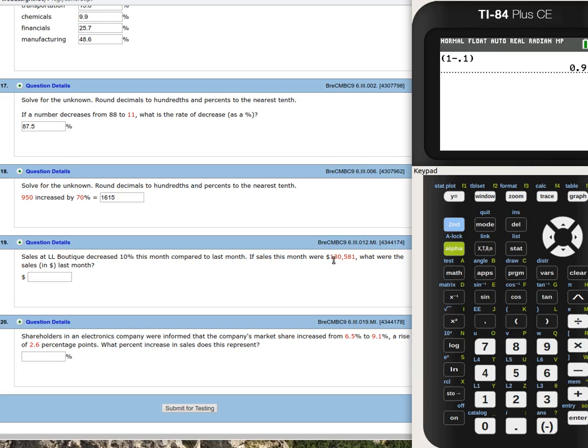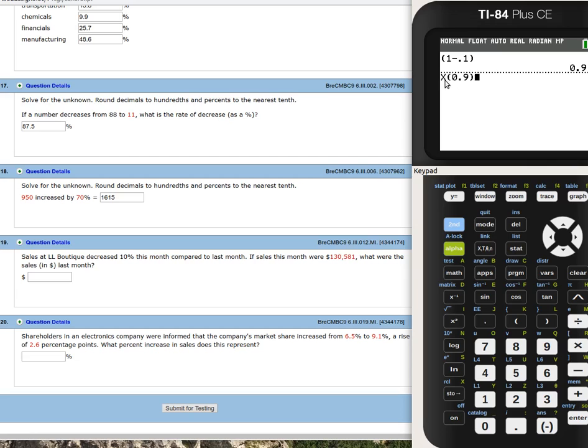So we're imagining that if you multiply a number by 0.9, you will decrease the number by 10%. In this case we're talking about the sales. So if you multiply last month's sales by 0.9, you will get this month's sales, which is 130,581. So if last month's sales is X, and you multiply it times 0.9, you will get this month's sales. So if we make an equation, it would go last month's sales, which is X, times 0.9 equals this month's sales, which is the 130,581.